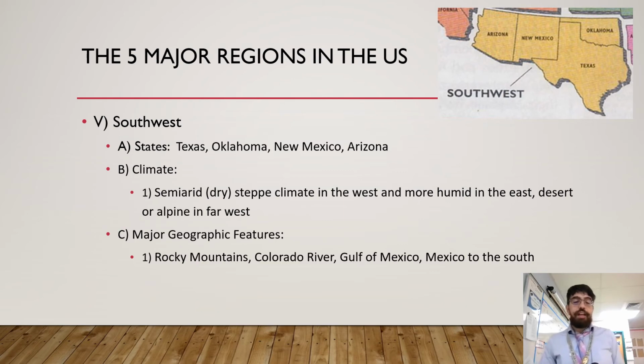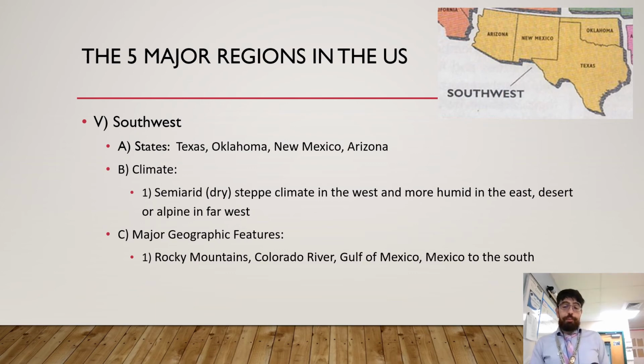It only has 4 states: Texas, Oklahoma, New Mexico, and Arizona. The climate is semi-arid, which means it's slightly dry. It's a steppe climate, as in it has a lot of plateaus, in the west, and more humid in the eastern areas. And they also have desert alpine, aka cold mountain weather, in the far west.